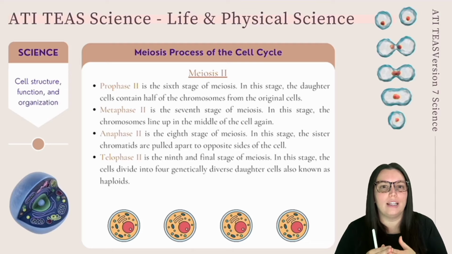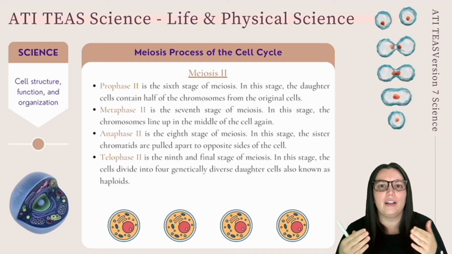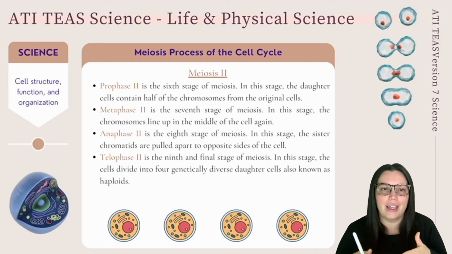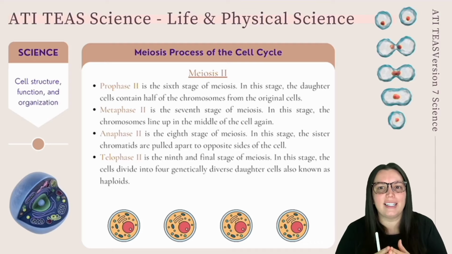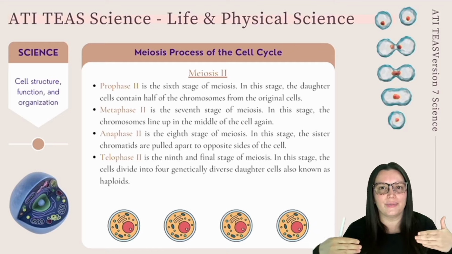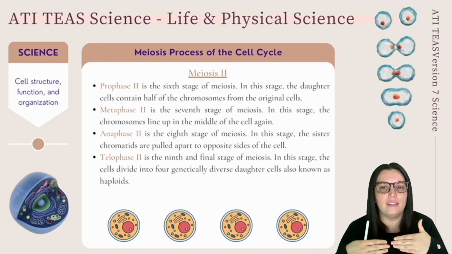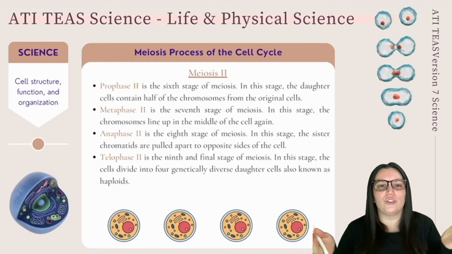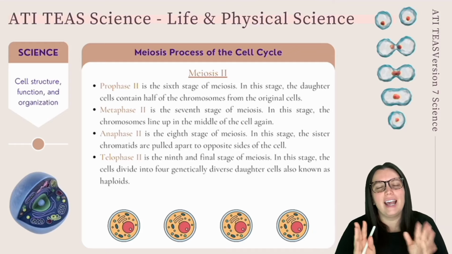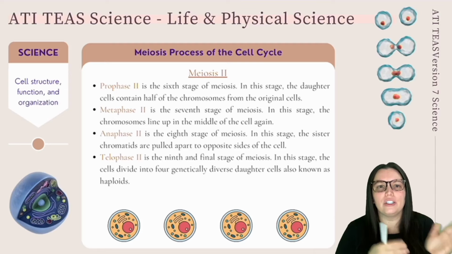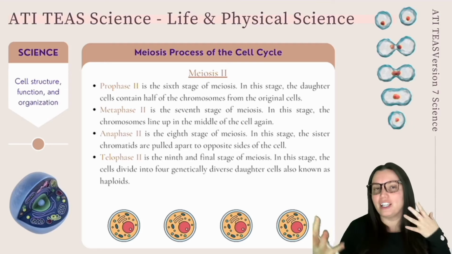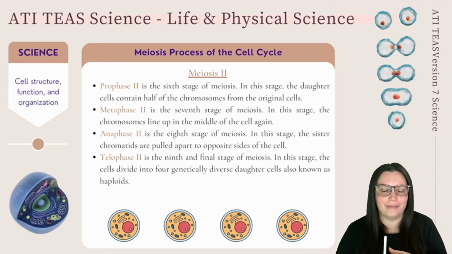In metaphase one, this is the third stage. In this stage, those particular chromosomes line up in the middle of the cell with the chromosomes they are paired with. Anaphase one, the fourth stage, is where one chromosome of each pair is then pulled apart in different directions within the cell. And then lastly, in this first phase, telophase one, that fifth final stage, those two daughter cells start to form. Each cell has about half the number of chromosomes as the original cell, and the cell also has a mixture now of genetic information.